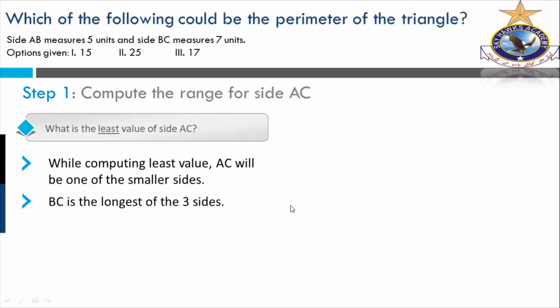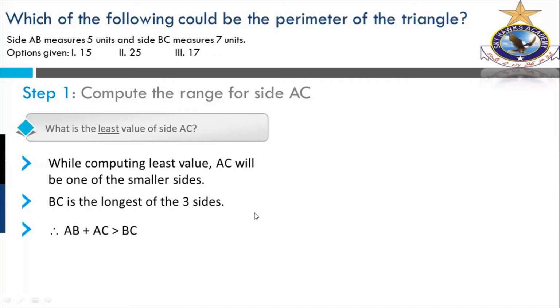Okay, let's see. BC is the longest of the 3 sides. So BC is 7. AB is smaller than BC. Then AC, the third one, may be the smallest one. So that's why AC will be one of the smaller sides. So BC is the longest of the 3 sides till now.